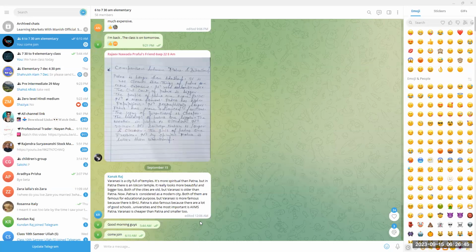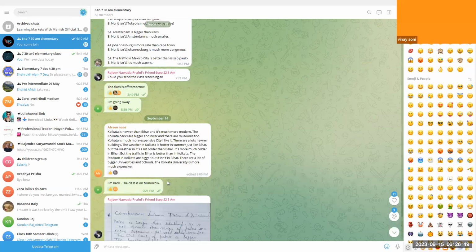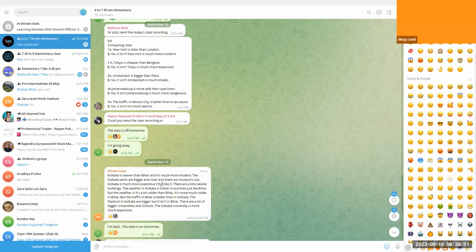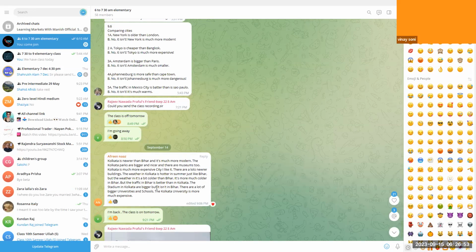Yes, sir, there is my text. Mafreen has written something here. Kolkata is newer than Bihar Sharif. It's much more modern. The Kolkata parks are bigger and nicer, and there are museums too.